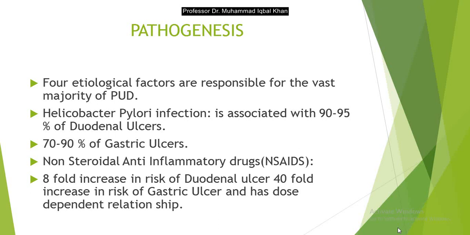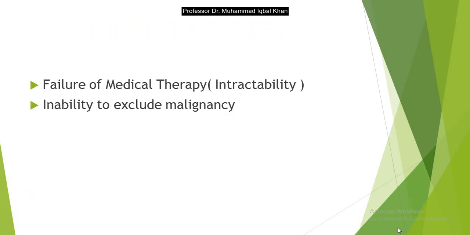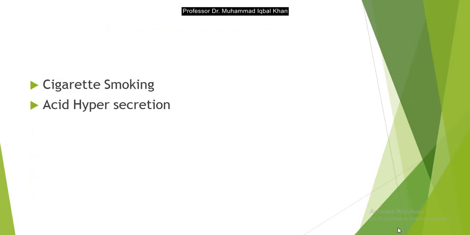Other drugs like steroids also have an association in the pathogenesis of peptic ulcer disease. Cigarette smoking has a strong association, so one must keep in mind that once you want to treat this ulcer, the causative agents should be minimized or stopped. So the cigarette smoking should be stopped.